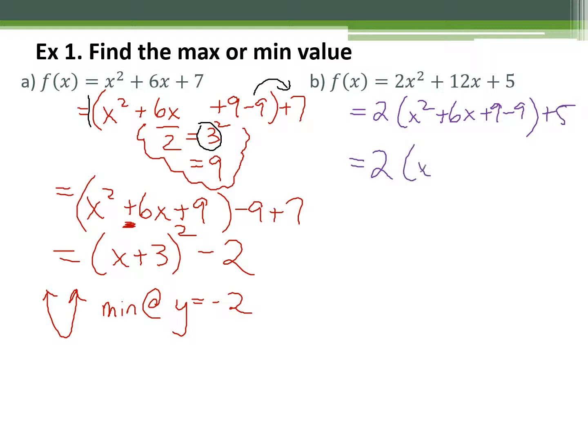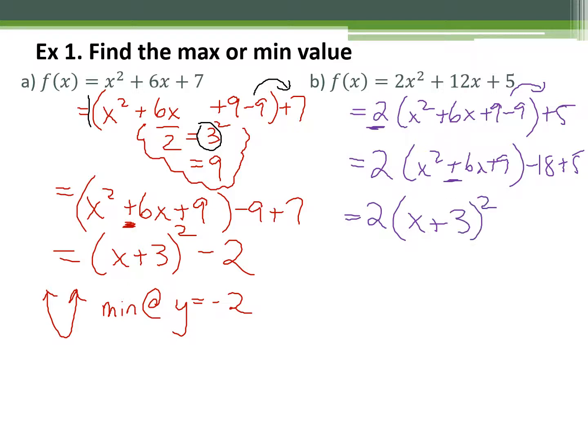And then 2 times (x squared plus 6x plus 9). When this negative 9 exits the bracket, you have to multiply by that 2, which makes negative 18 plus 5. And this is always going to have this sign, and then whatever the half value was, which was 3, or you can think of it as what two numbers multiply to 9 and add to 6? So (x plus 3) all squared, and then negative 18 plus 5 is negative 13. This parabola also opens up, which means it makes a minimum at y equals negative 13.